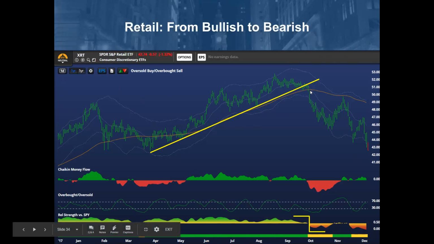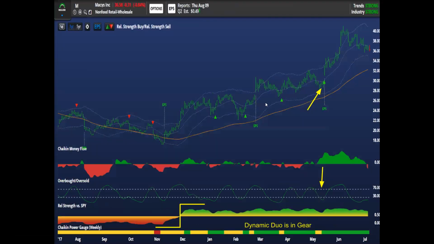But look at what happened in October. Funds started to roll over. Institutions were selling, and it began to underperform the market. So during this phase, while retail is outperforming, we want to look for bullish ideas, and that gave us opportunities to identify a name like Macy's at $28.